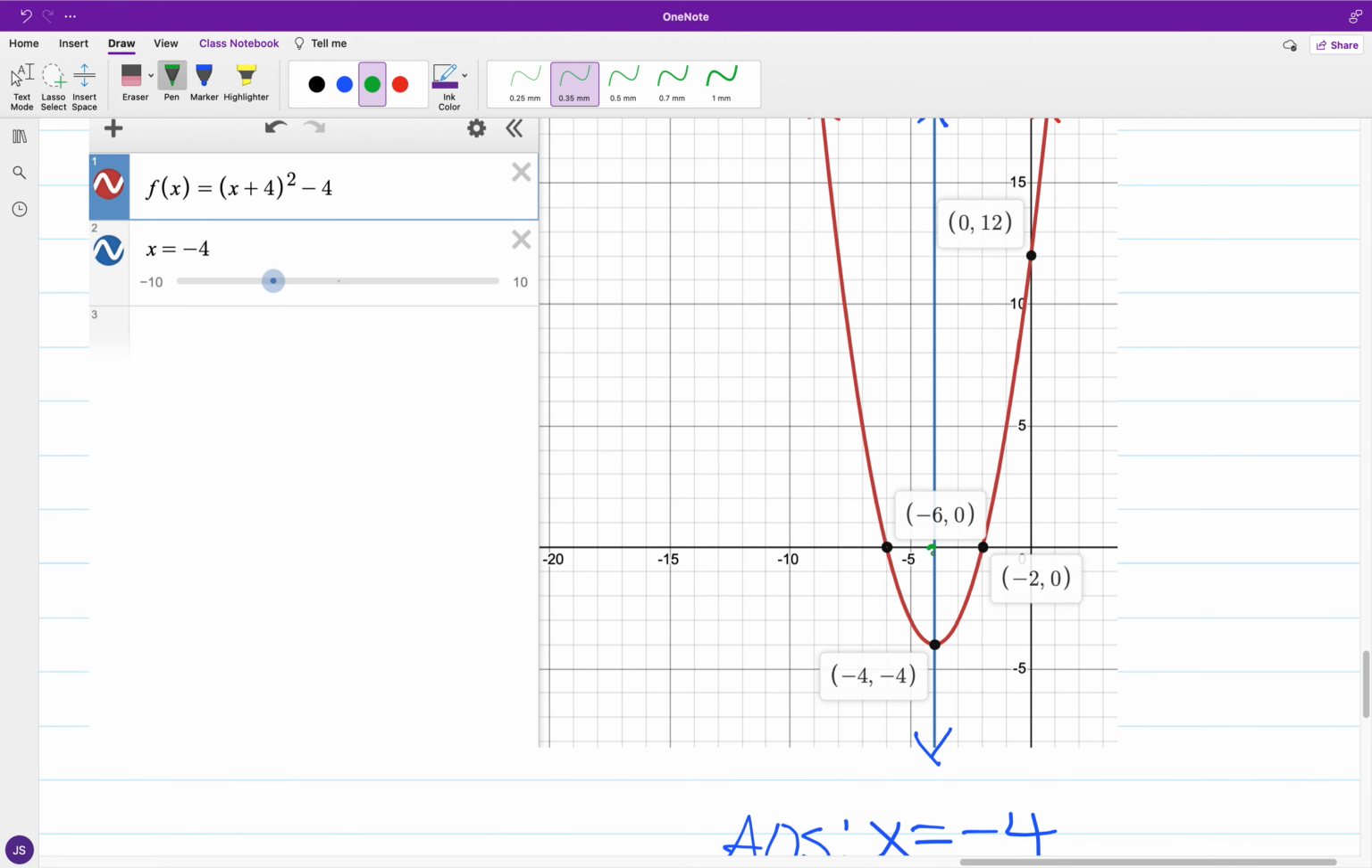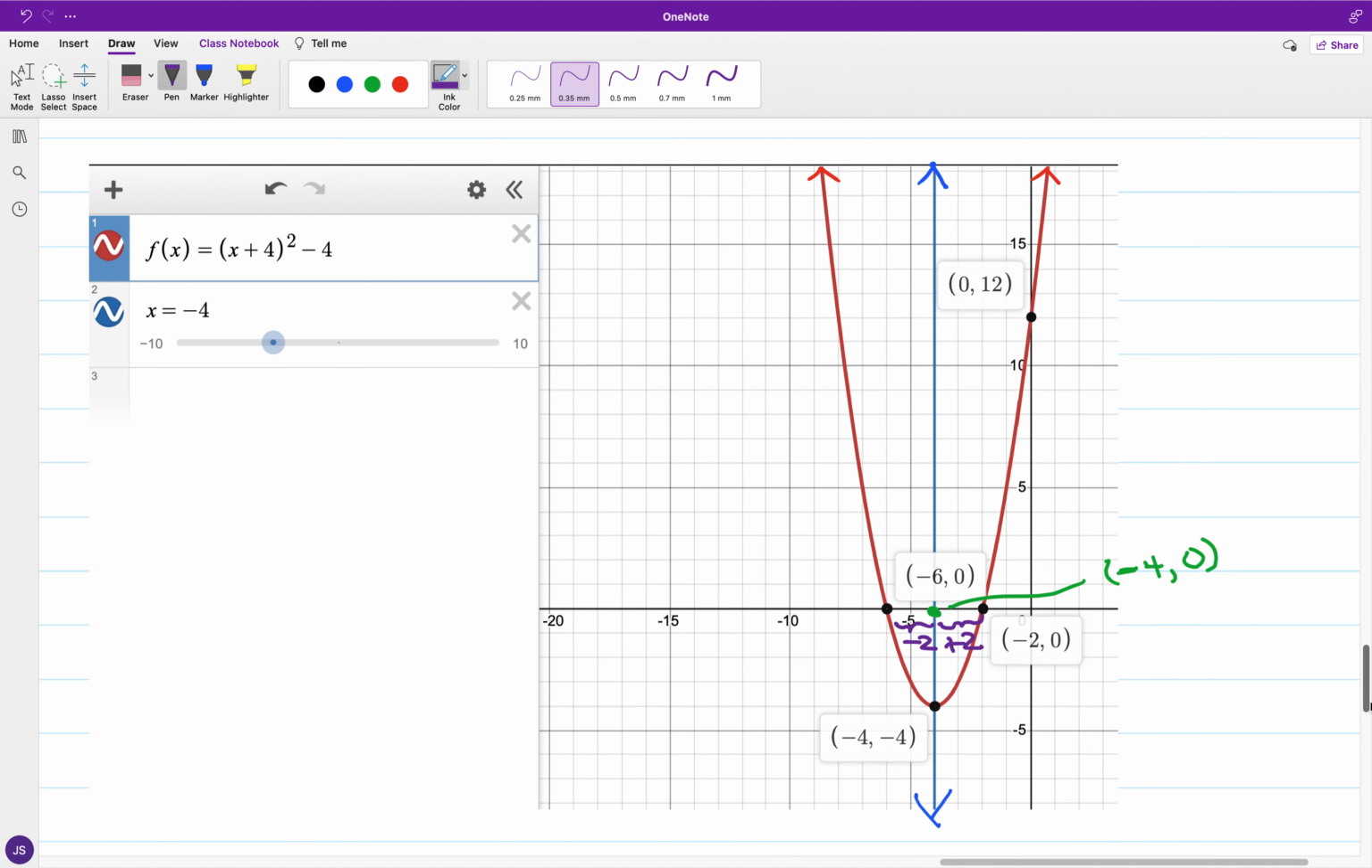So like the point here, we've got (-4, 0). And if you notice, immediately to the right we have (-2, 0), so that's 2 spaces to the right. (-6, 0) is going to be 2 spaces to the left.